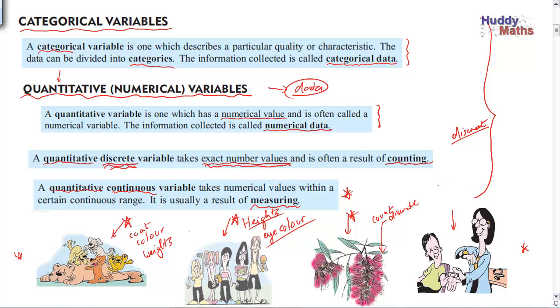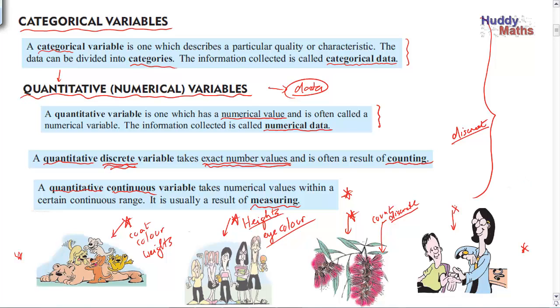Or I suppose you could pull them off and weigh them. So that would be quantitative continuous data. This would be discrete, quantitative but discrete. It would be a measurement. Okay, so get the idea.